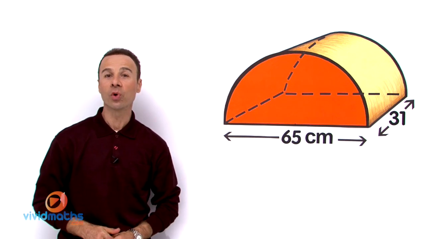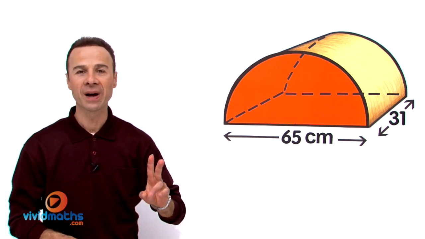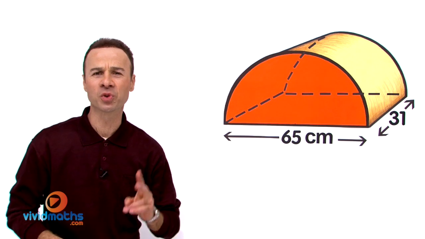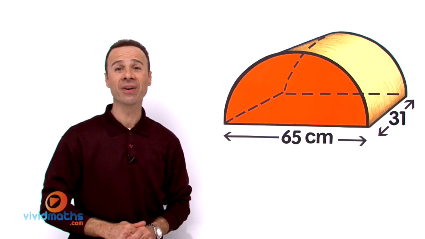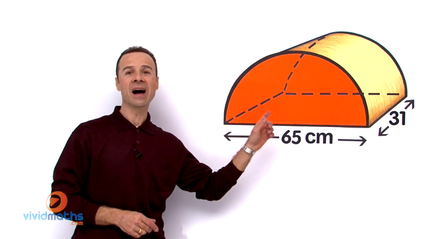Hi guys, now we've all heard of people who are two-faced. How do you work out the surface area of two faces of a person? Well, we're going to do something a lot easier than that. We're going to work out the surface area of a half cylinder.